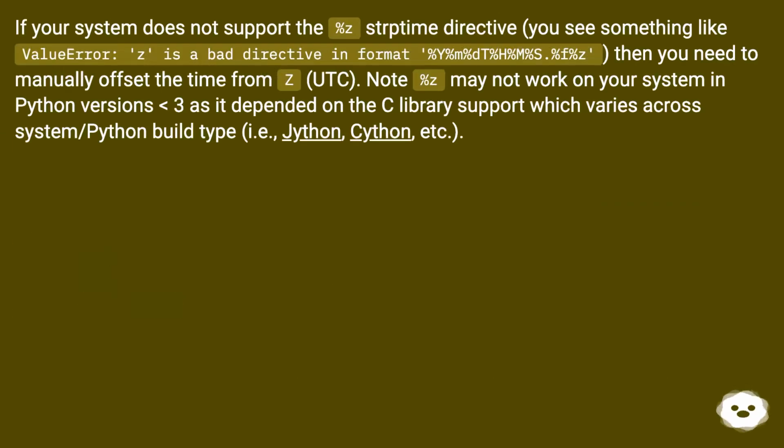If your system does not support the %z strptime directive, you see something like ValueError: 'z' is a bad directive in format %Y-%m-%dT%H:%M:%S.%f%z, then you need to manually offset the time from Z, UTC.